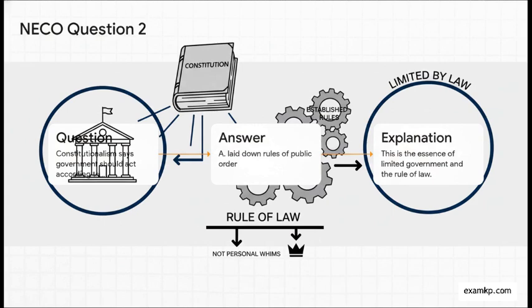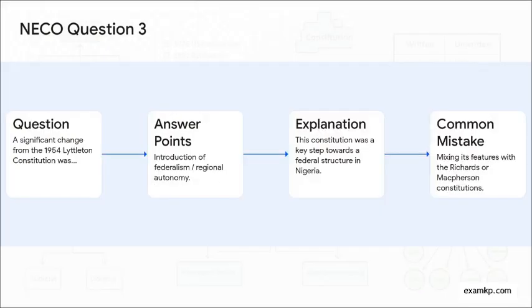Okay, this NECO question digs into our pre-independence history. The Littleton Constitution of 1954 was a huge deal because it really cemented the idea of federalism in Nigeria. It gave real, significant power and autonomy to the regions. This is a specific historical fact the examiners expect you to know. And once again, be so careful not to mix up its features with other colonial constitutions like Richards or Macpherson.